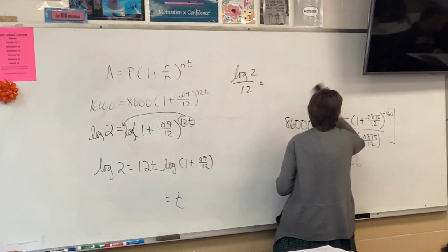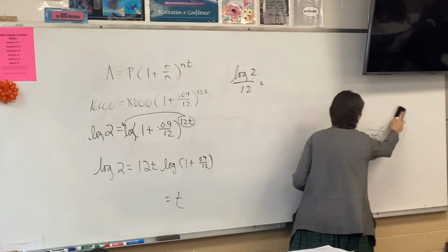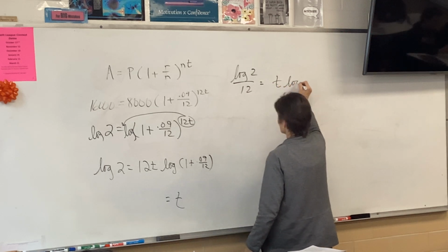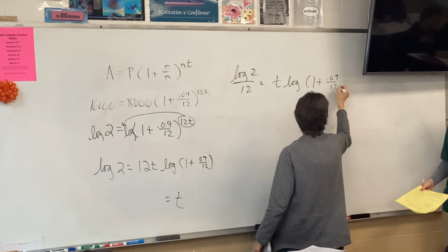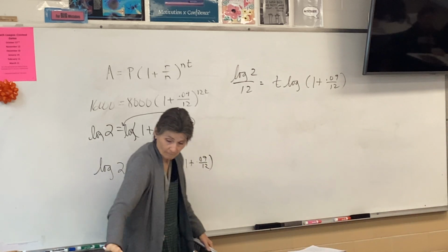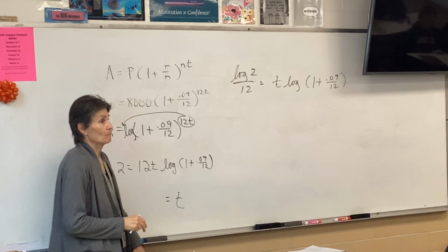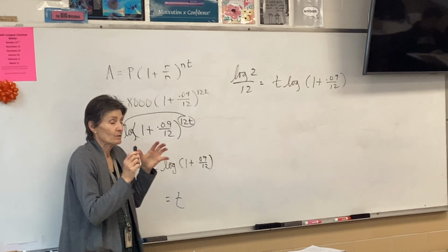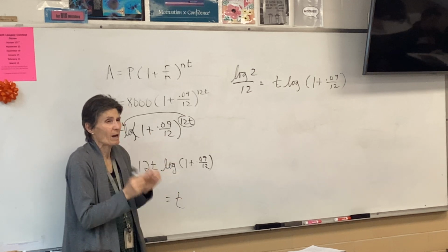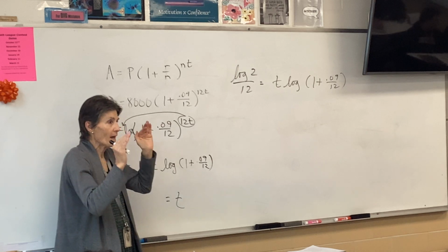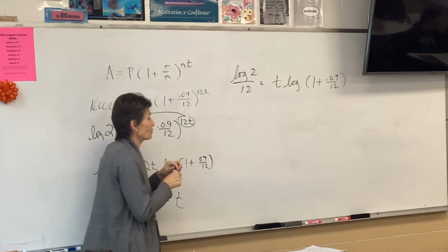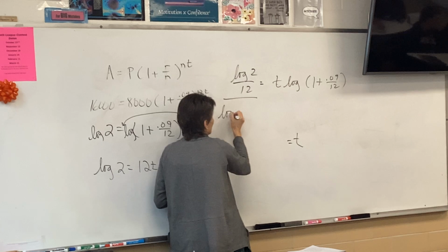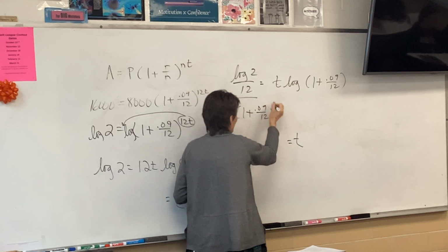Oh, wait. And that's going to leave me with t times log of this, right? Now what's the next thing I'm going to need to do? I'm not typing this in because your answer is going to get thrown off with every rounding you do. So I'm going to wait until the end to type it in. What else do I need to do if my job is to get t by itself? I have to divide by log 1 plus 0.09 divided by 12.